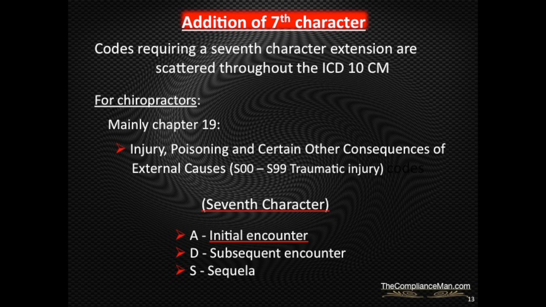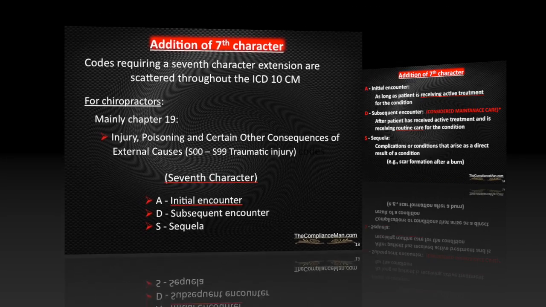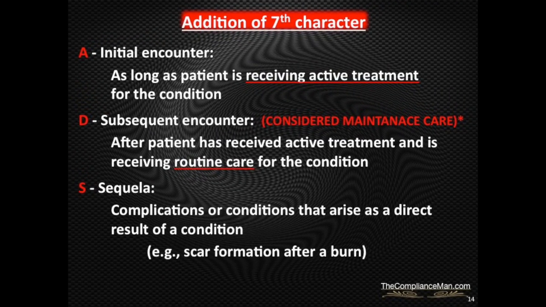The seventh character codes you're going to see in the tabular list are A for initial encounter, D for subsequent encounter, and S for sequela. To make it easy to understand, let me further define each character and what it means.